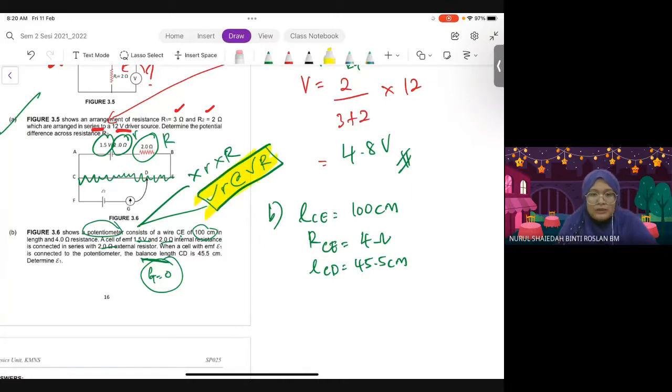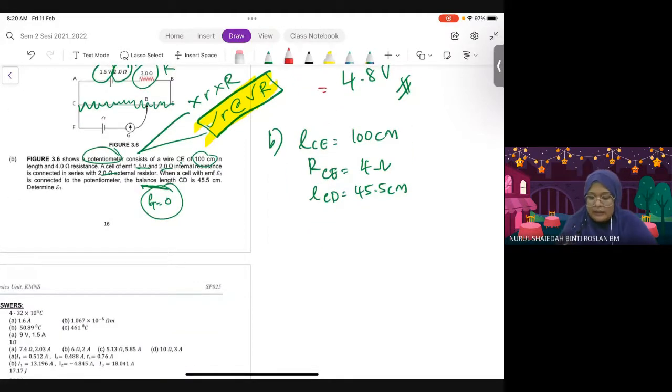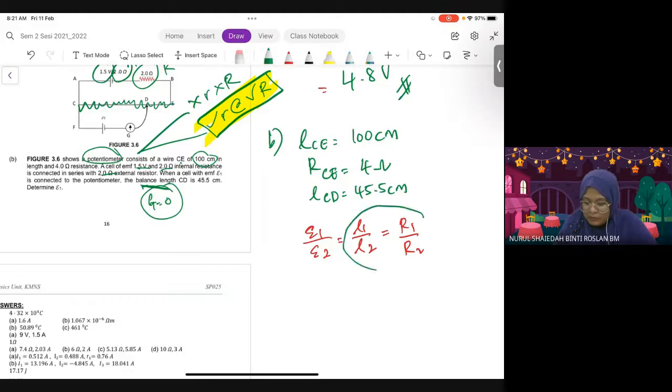So macam mana nak guna formula ni? Kalau ingat balik, saya tak tahulah awak ingat ke tak ingat. Kita akan guna formula E1 over E2 equals to L1 over L2. This formula is given. Ada kat tadi yang dekat list formula tu. Sama dengan kita tambah satu lagi R1 over R2. Okay, since dia ada anak, dia ada isteri, so kita kena bagi love. Kita kena buat love lah. So kita akan buat belakang dulu.